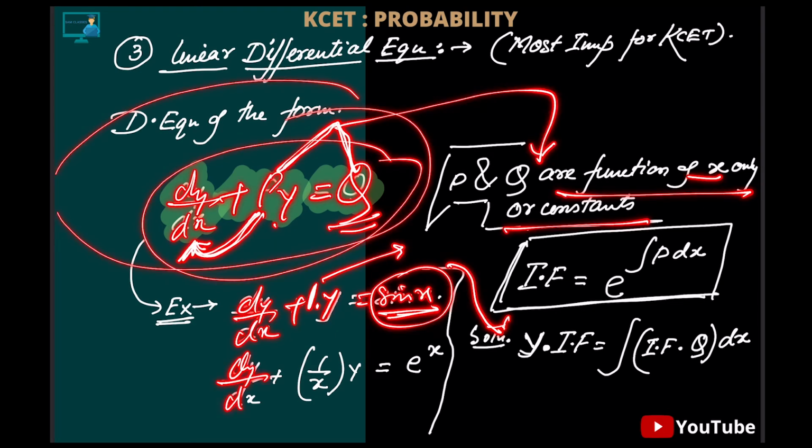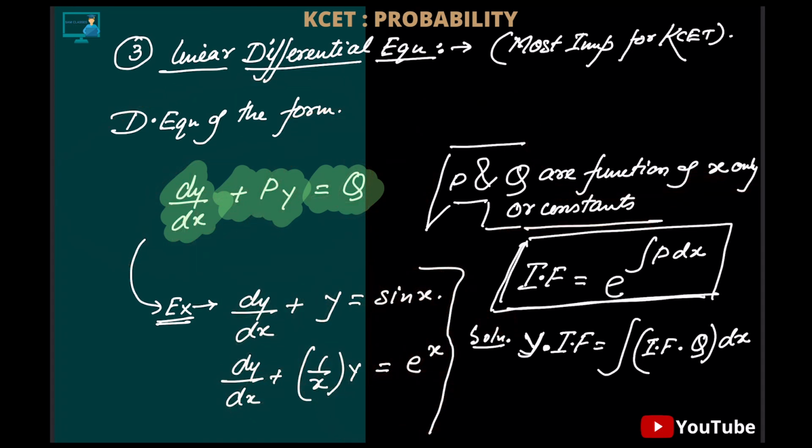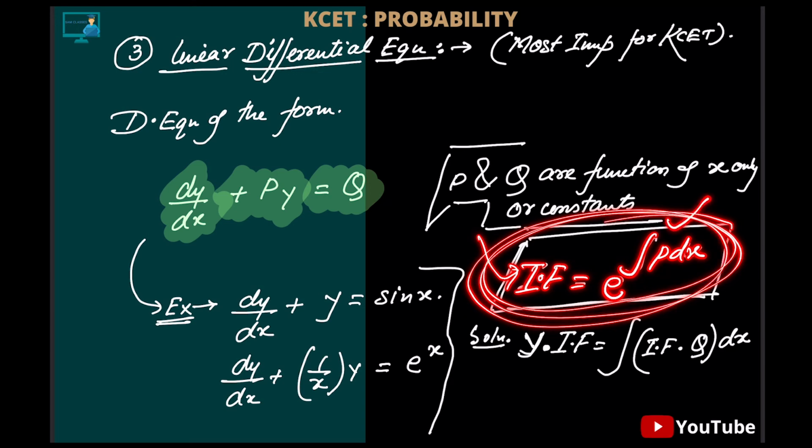Second one: dy/dx plus (1/x) y is equal to e^x. This is a function of x, and this is also a function of x. So again, it is in the form dy/dx plus Py equals Q. Now here, what they ask is the integrating factor. What is the integrating factor? e to the power integration P dx.